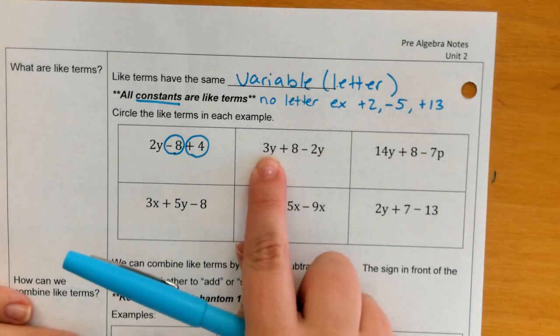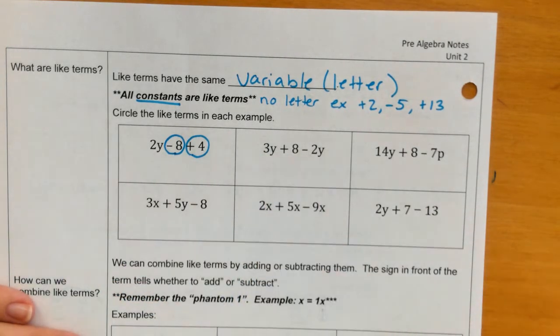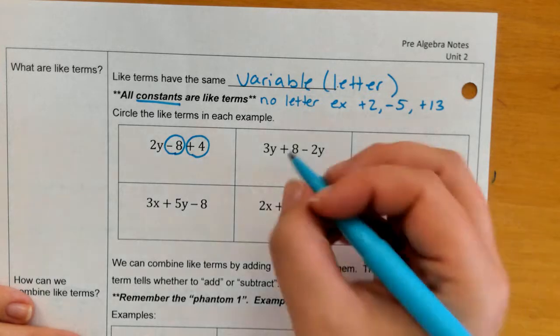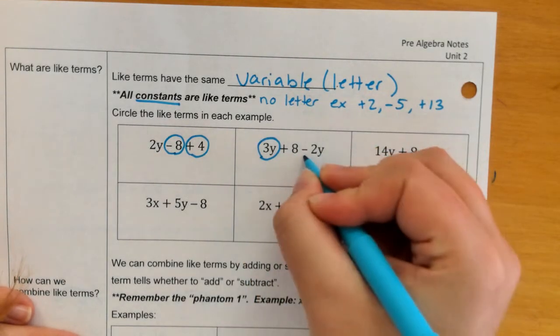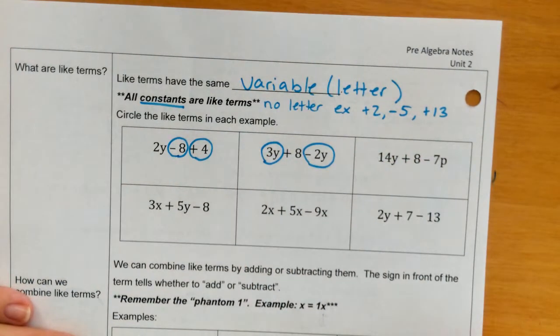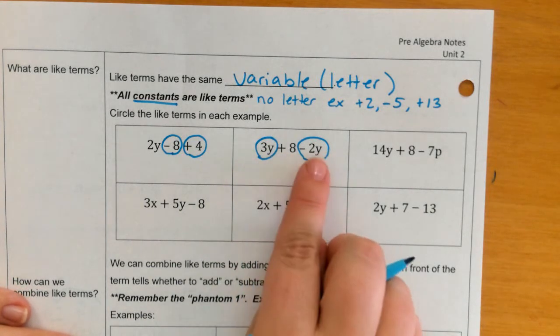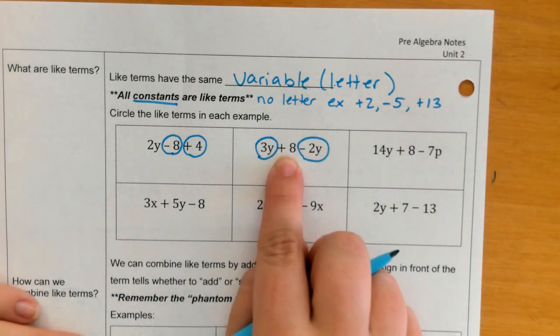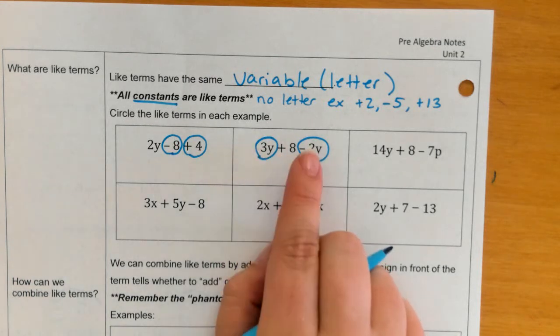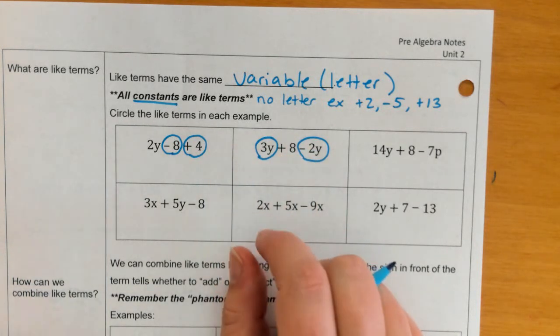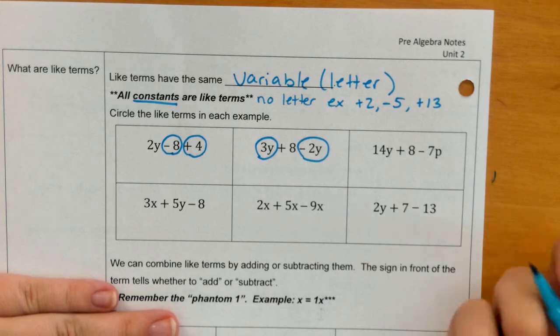Over here we have 3y + 8 - 2y. What are the like terms? 3y and this 2y are our like terms because they both have the same letter. They both have the letter y. Again, that 8, there's no other number in here that doesn't have a letter, so it just doesn't have any like terms with it.